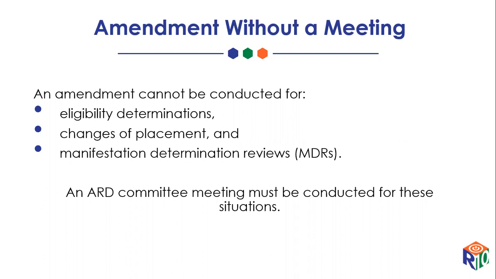Manifestation determination reviews are when your child is assigned discipline that would change his or her placement. When that happens, a meeting called a manifestation review is held to consider if the behavior was caused by the disability. All of these types of decisions, eligibility, changes in placement, and manifestation determination reviews require the committee to meet. An amendment or change without a meeting is not allowed.